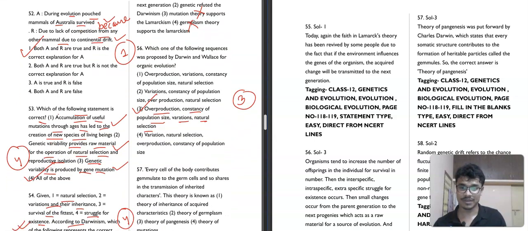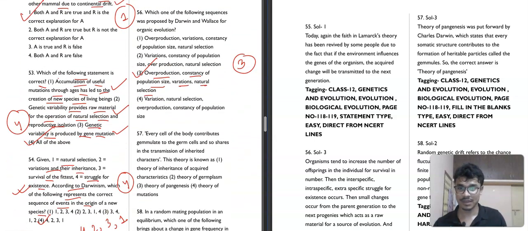Then question number 57. It is saying that every cell of the body contributes gemmules to the germ cells to share in the transmission of inherited characters. This theory is known as the theory of inheritance of acquired characteristics? No. Theory of germplasm? No. Theory of pangenesis is the correct answer. The third option will be your correct answer.